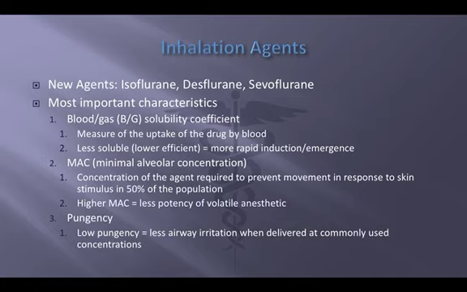And then you have your minimal alveolar concentration. This is the concentration of agent that's required to prevent movement in response to skin stimulus in 50% of the population. So the higher the minimal alveolar concentration, the less potent. Obviously, if you need more of it to achieve that, then it's not very potent. And then you obviously have pungency. Low pungency is not only better in terms of overall appeal, but it also means less airway irritation when you deliver it at commonly used concentrations.